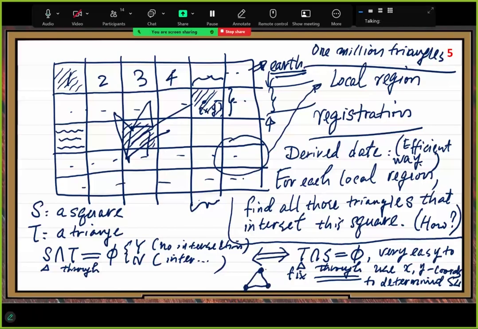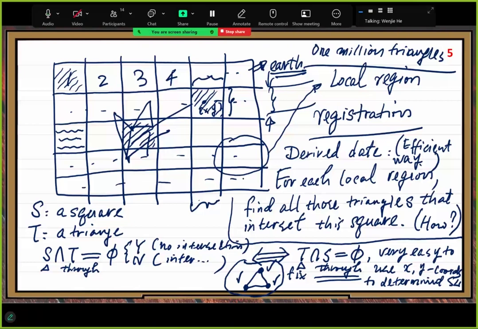For the first vertex, you can determine easily which S it is located in, right? For the second vertex, you can determine which S contains this vertex easily, right? The third one also, which S contains that one. You combine the information from these 3 vertices. Can you determine what are those S, those squares that have intersection with this triangle?